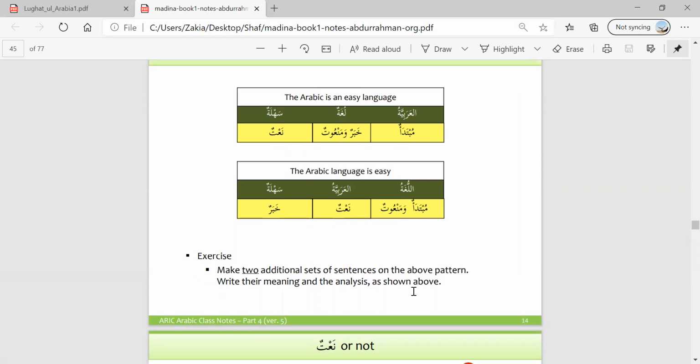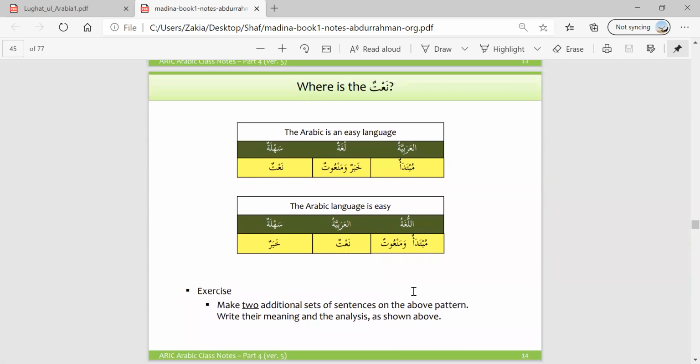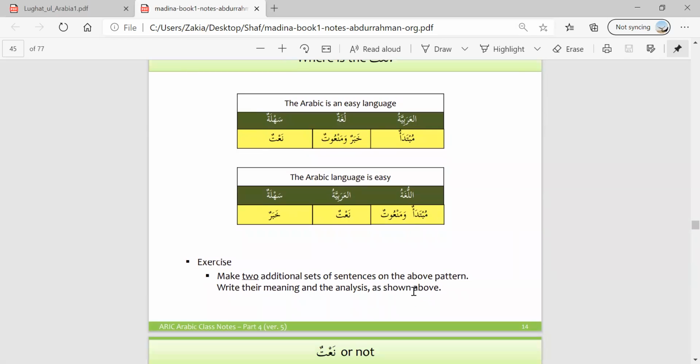Al-arabiyyatu lughatun sahlatun. And the Arabic language is an easy one. Okay, so always remember nat comes after. So here in English we said easy language, and in Arabic we say language easy. Lughatun sahlatun. Okay, al-lughatu al-arabiyyatu sahlatun. Okay, so here there are two ways. Make two additional sets of sentences on the above pattern. Write the meaning and the analysis as shown above.